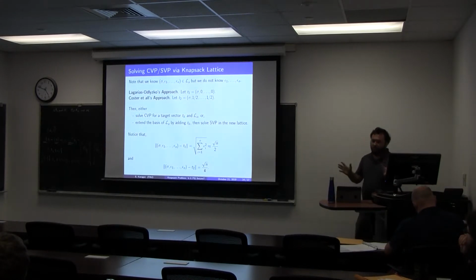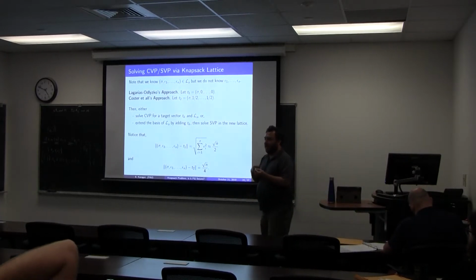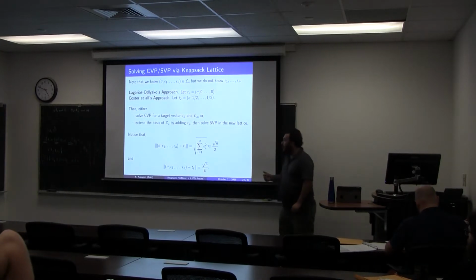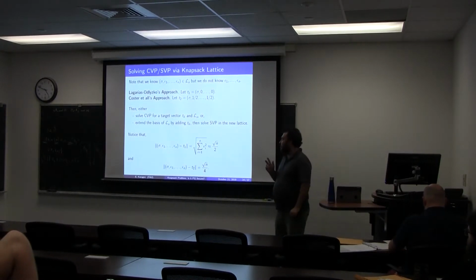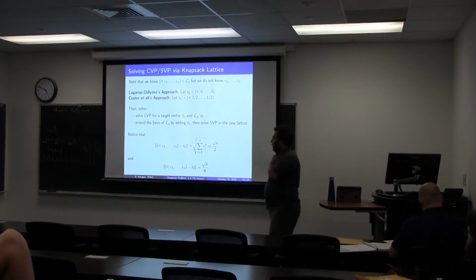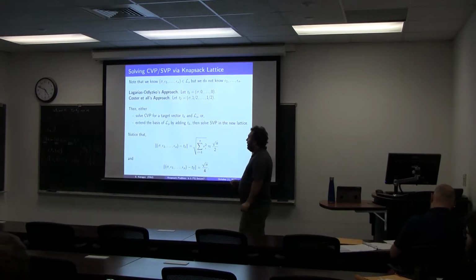So we have a lattice. Now we want to solve SVP or CVP lattice problems using this lattice. There are two approaches here. One approach by Lagrange and Lenstra, another approach by Kannan.